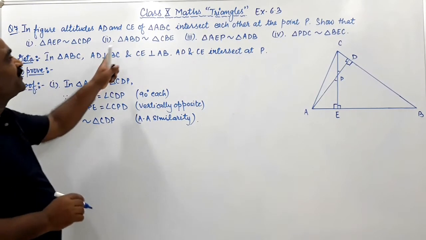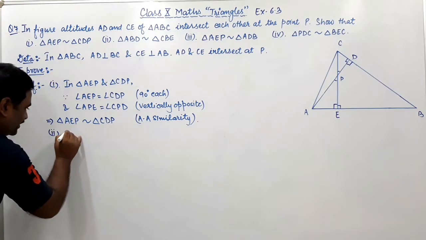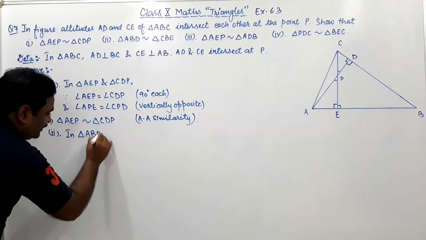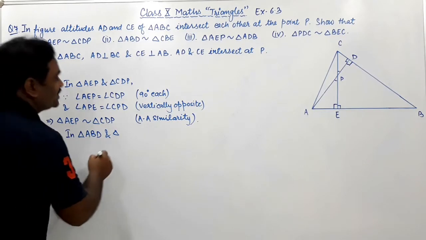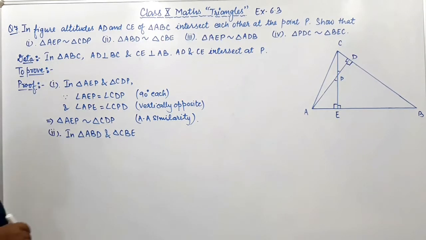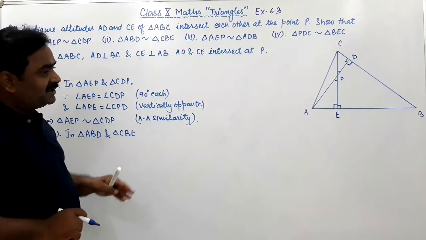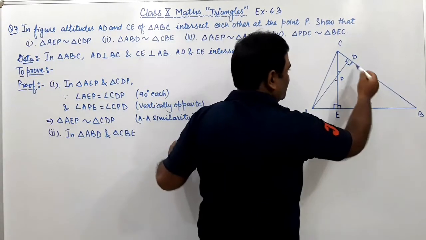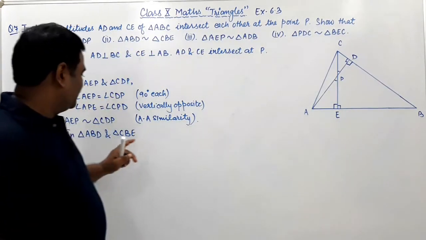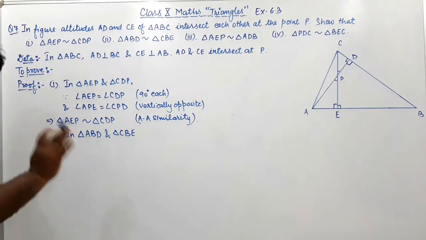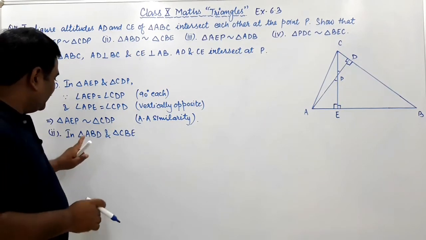In the second part it is given triangle ABD, we take these two triangles. In triangle ABD and triangle CBE, we compare these two triangles. Okay, first let's see where these two triangles are in our figure. ABD means this right angle triangle, and CBE means this triangle. We compare both. Both are right angle triangles. In ABD, angle D is 90 degrees.